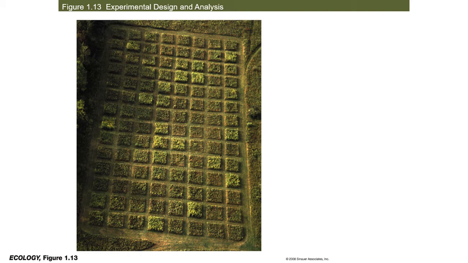But what's important in a common garden is you have to replicate, right? So if you have different plots where you added nitrogen, for instance, you need to have multiple replicates, and you have to have multiple replicates of your control. And then you also have to randomize. So you have to randomly place those plots within the common garden.